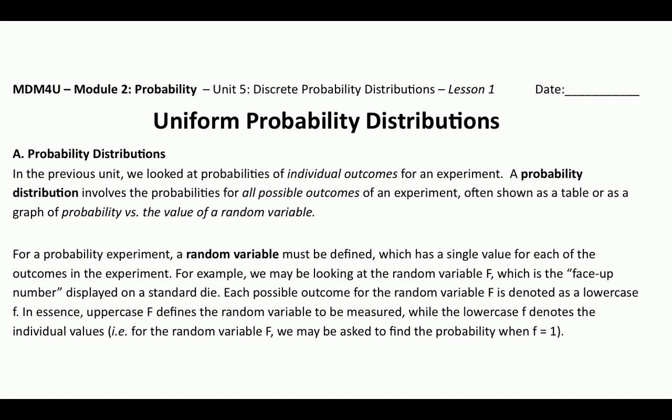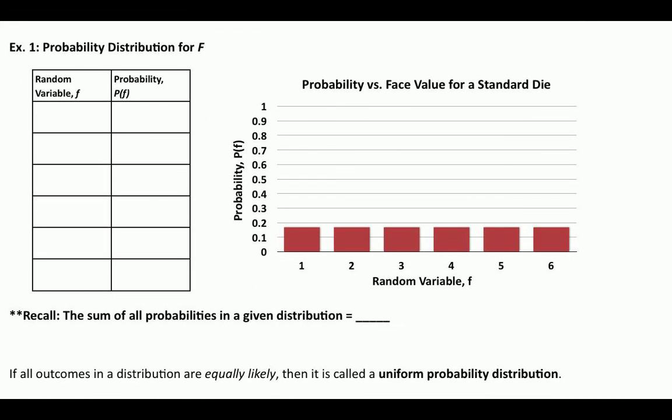Okay, so let's take a look. We're going to stick with this dice example. If we look at the probability distribution for F, which is the upward facing value on a standard die, the random variable is little f. We could have, of course, a 1, a 2, a 3, a 4, a 5, or a 6. Notice that we've listed every single possible outcome in this experiment. When little f equals 1, or little f equals 2, or little f equals 3, each of those is a different outcome, and it relates back to the capital F, which is just face-up numbers in general.